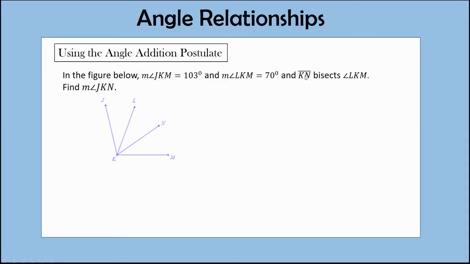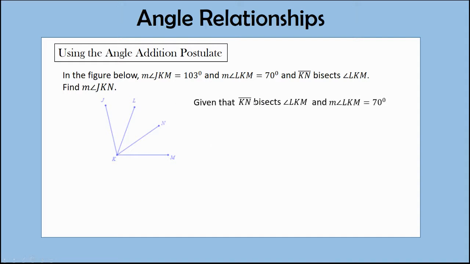Okay? This one they throw the concept of an angle bisector at us. So if we read the whole thing here, in this figure below, JKM is the overall angle. It's 103 degrees. LKM right here, this is 70 degrees. And KN bisects LKM. Our job is to find JKN. So JKN, we've got to find this angle right here.